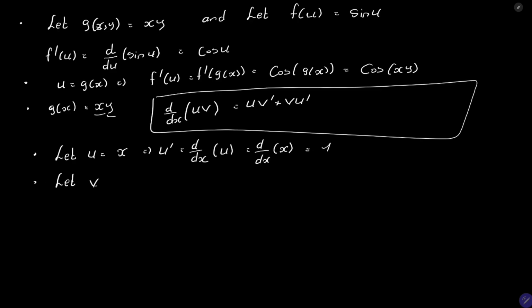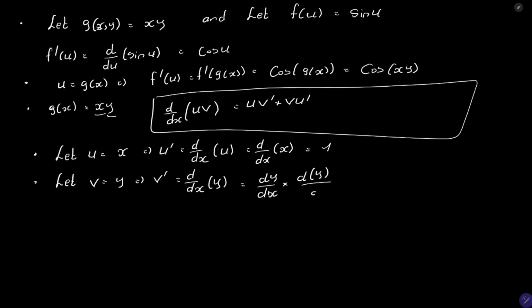Let v be equal to y. This implies that v prime, which is the derivative with respect to x of y, is equal to dy on the x times the derivative of y with respect to y.